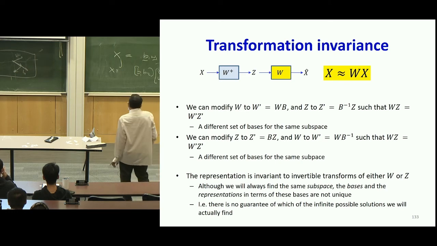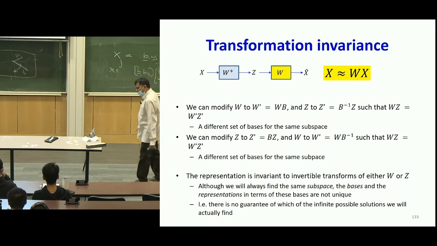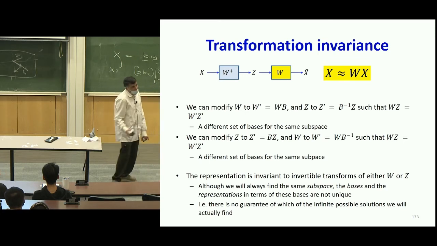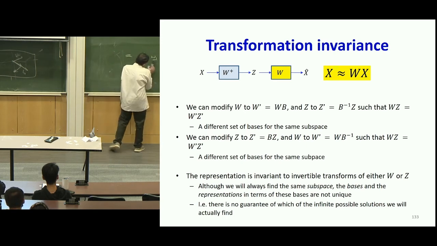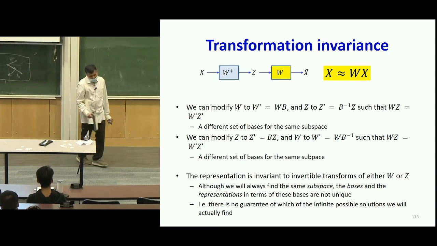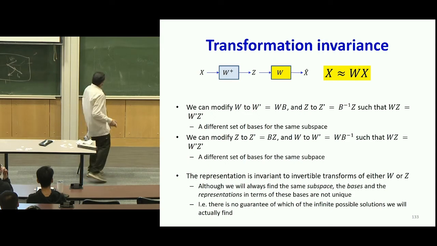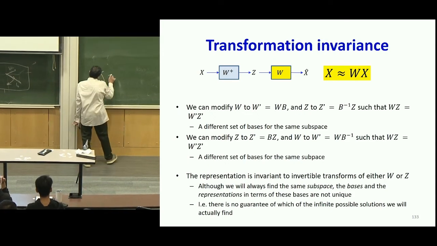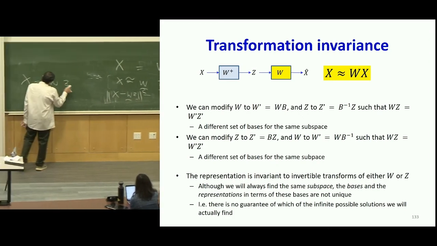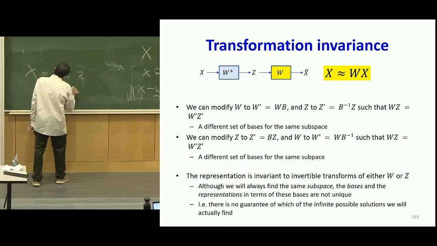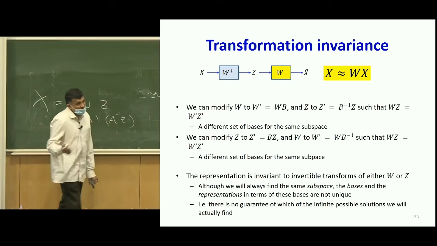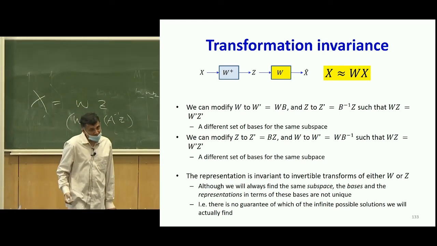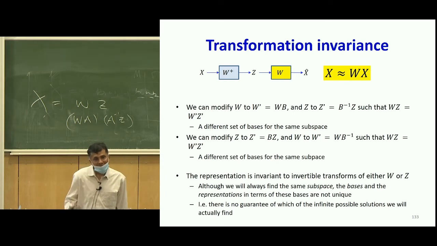Now, there's a problem over here: the solution is not unique. And the solution is not unique because I'm saying x equals WZ. If I put W times some A, and then I wrote A inverse times Z, it gives me the same solution. So the solution is not unique. So if you want to get a unique solution, you impose some additional constraints.